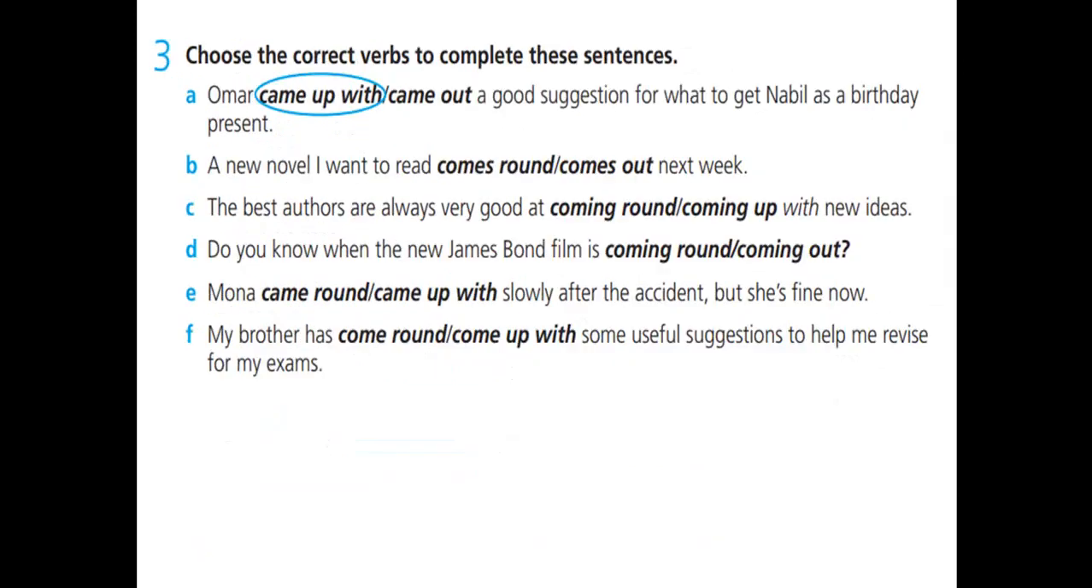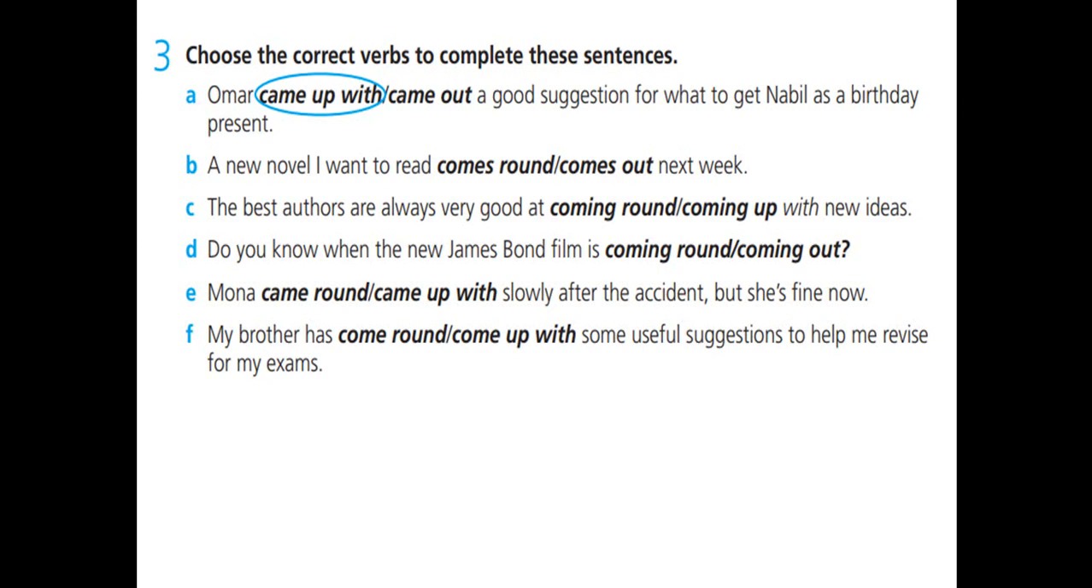Okay, now we want to choose number A. Omar came up with good suggestion for what to get Nabil as a birthday present. Number B. A new novel I want to read comes out next week. Comes what? Comes out. Number C. The best authors are always very good at coming up with new ideas. Of course, you come up with new ideas.